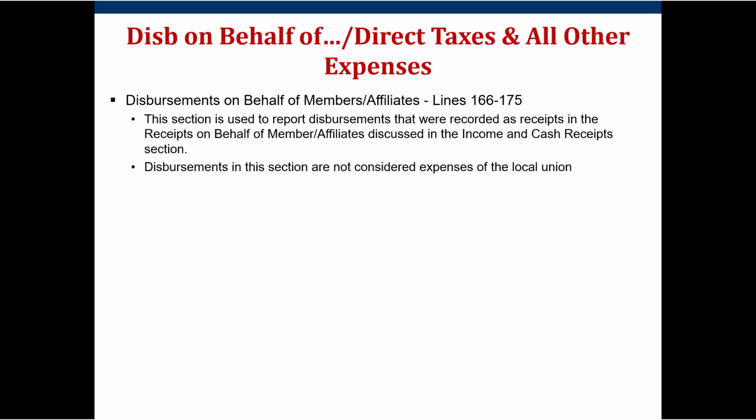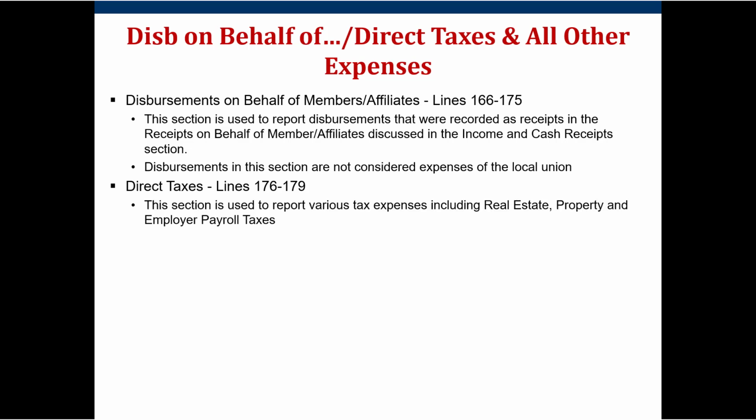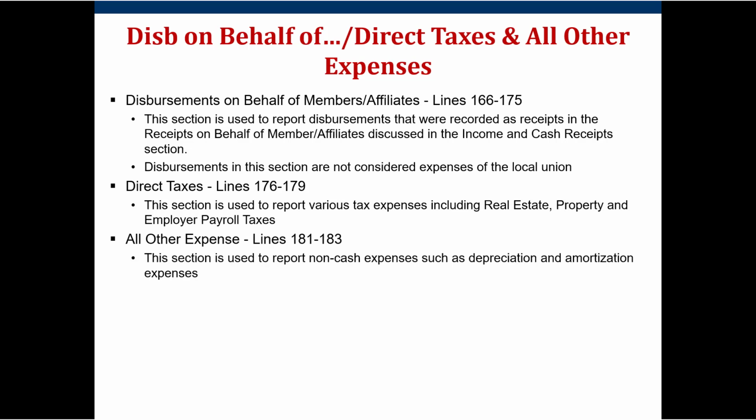The next section is direct taxes, listed from lines 176 through 179. This section is used to report various tax expenses, including real estate, property, and employer payroll taxes. The next section is all other expenses, listed from lines 181 through 183. This section is used to report non-cash expenses such as depreciation and amortization. This is the end of Lesson 8, Part 4 of 4.